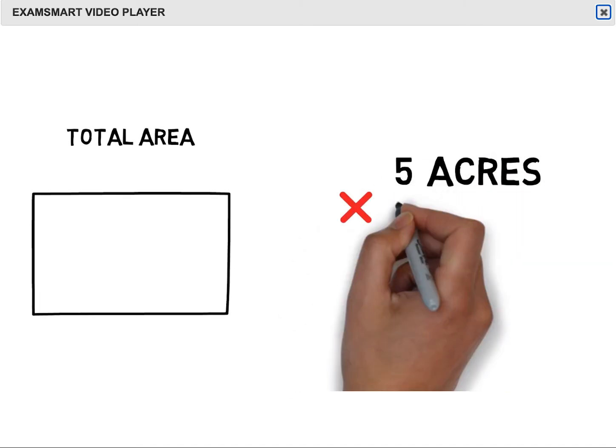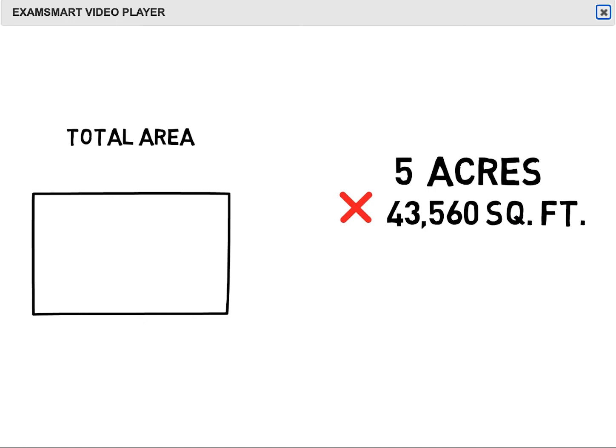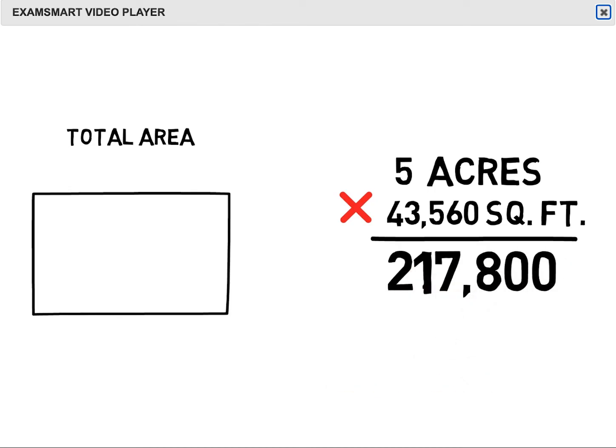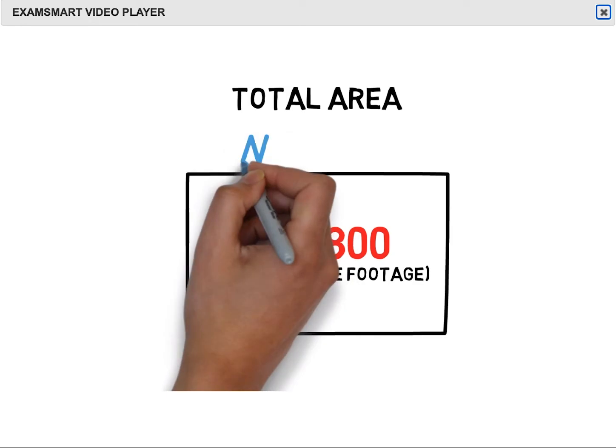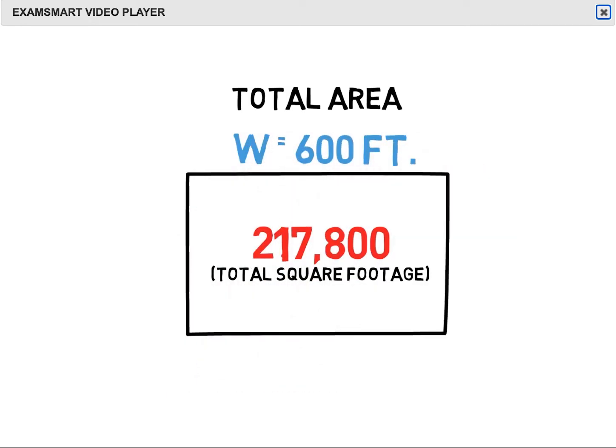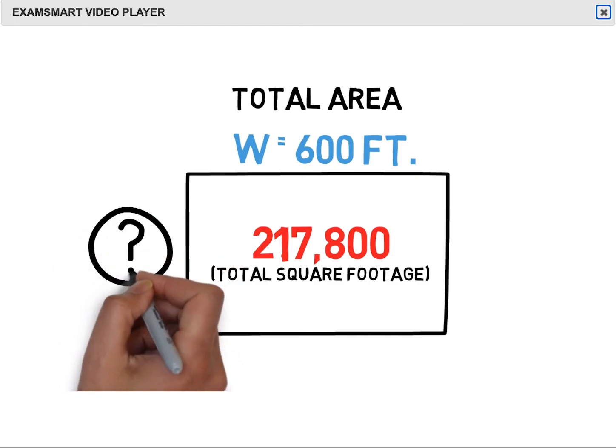And let's take 5 acres times 43,560 square feet to get the total square footage for this piece of land, which would be 217,800 square feet. So in our rectangular piece of land, we have total square footage of 217,800. It then tells us that the total frontage, the width of the entire property, is 600 feet. What would the depth of the property be?